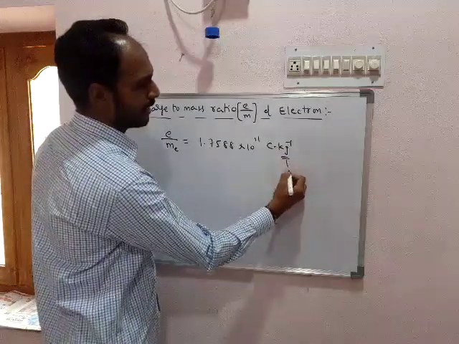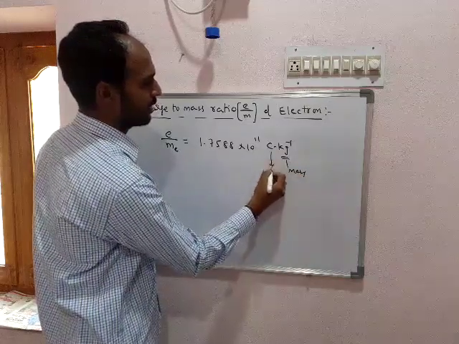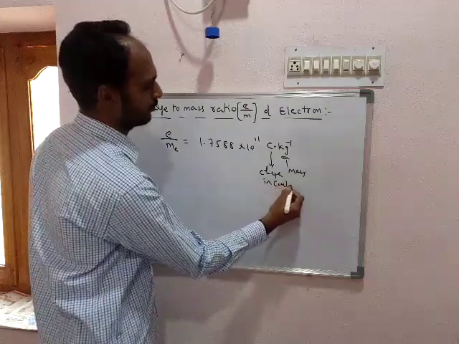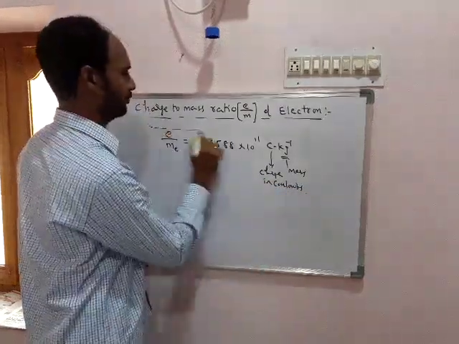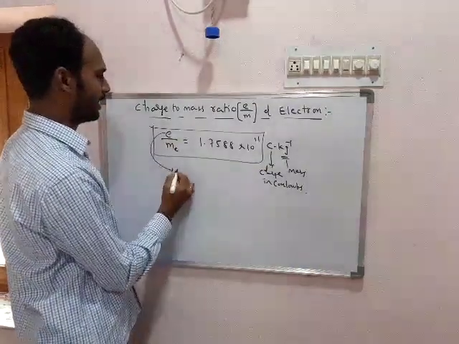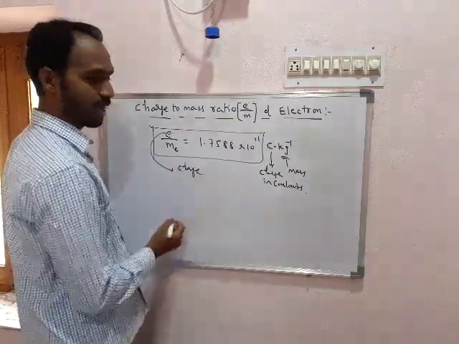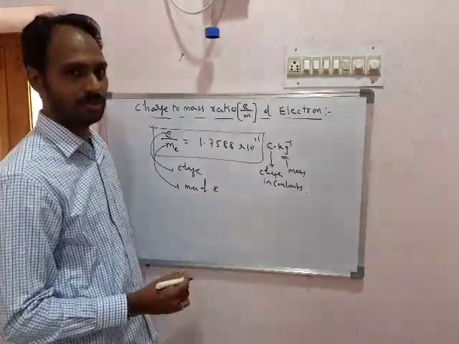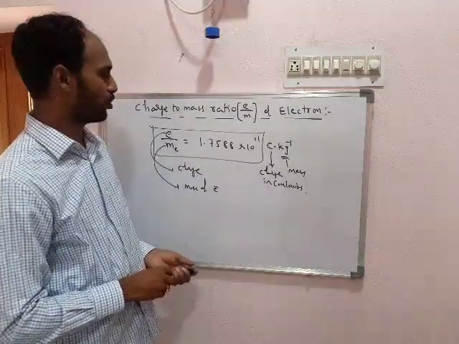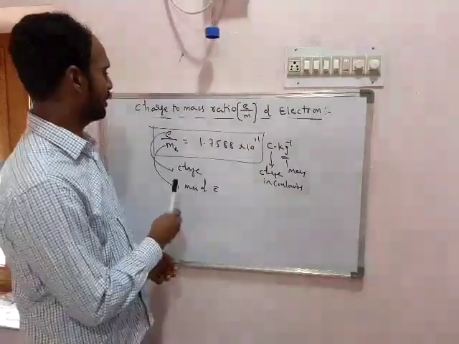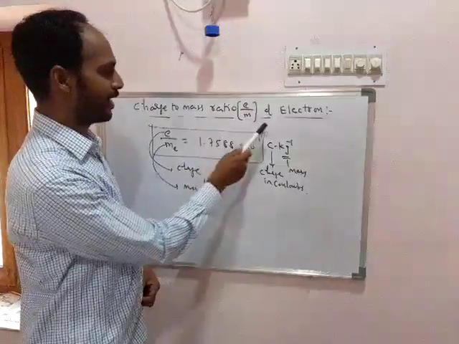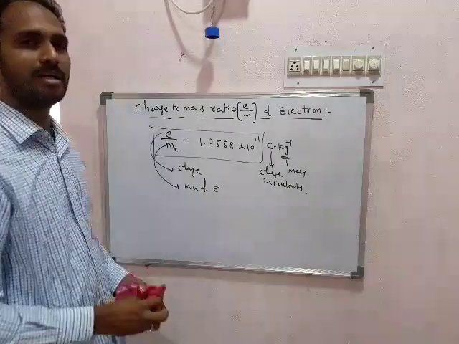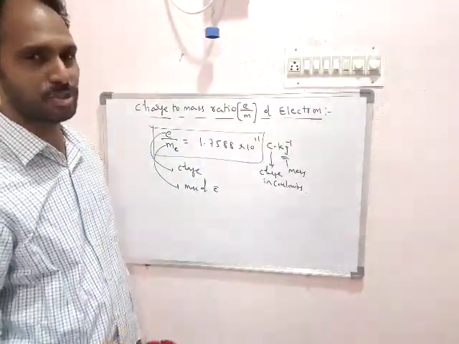So this term indicates mass, and this term indicates charge, which is in coulombs. Here e indicates charge, and m indicates the mass of the electron. So this was the determination of the charge to mass ratio of electrons by J.J. Thomson. Okay. Next we see the determination of the mass of the electron.